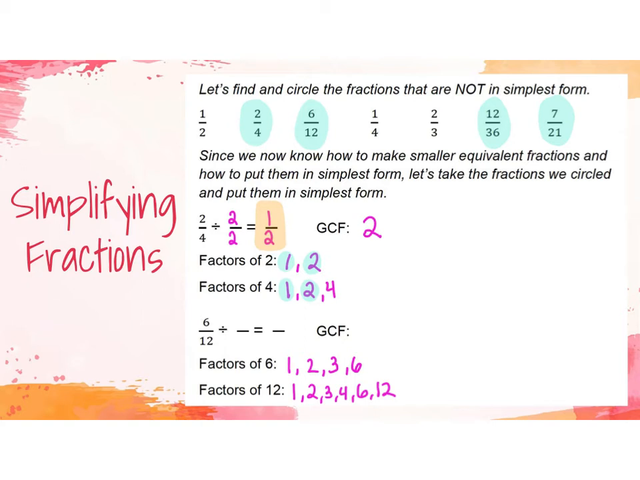Next, we'll circle all of the common factors that we see. 1 is a common factor. 2 is a common factor. 3 is a common factor. And 6 is a common factor. So 6 would be our greatest common factor. If we divide both our numerator and our denominator by 6, the fraction will be in its simplest form. 6 divided by 6 is 1. 12 divided by 6 is 2. So 6/12, written as a fraction in its simplest form, is 1/2.